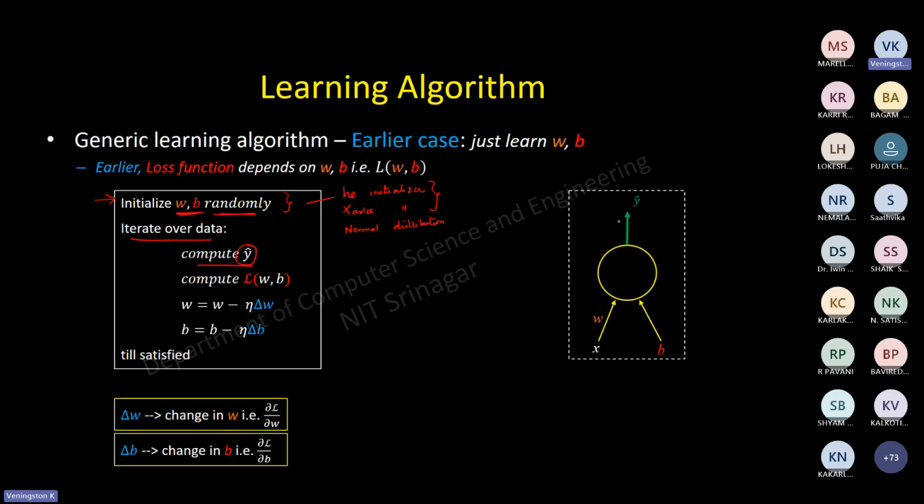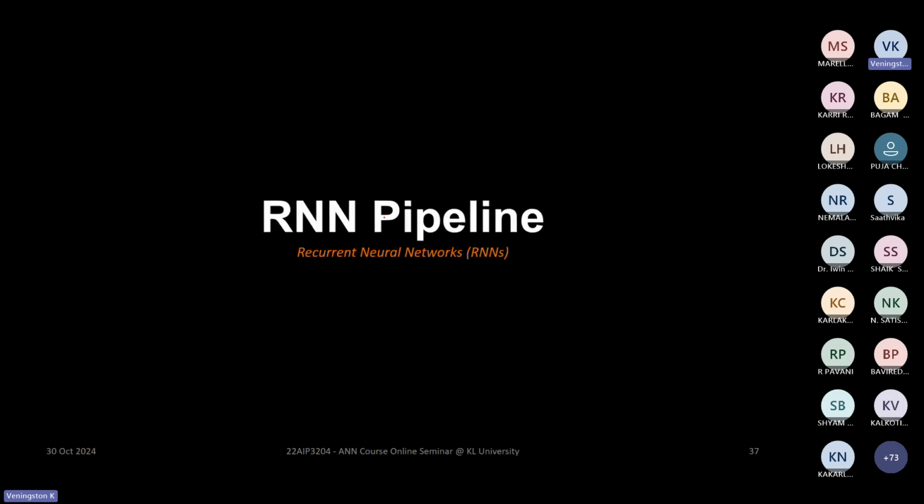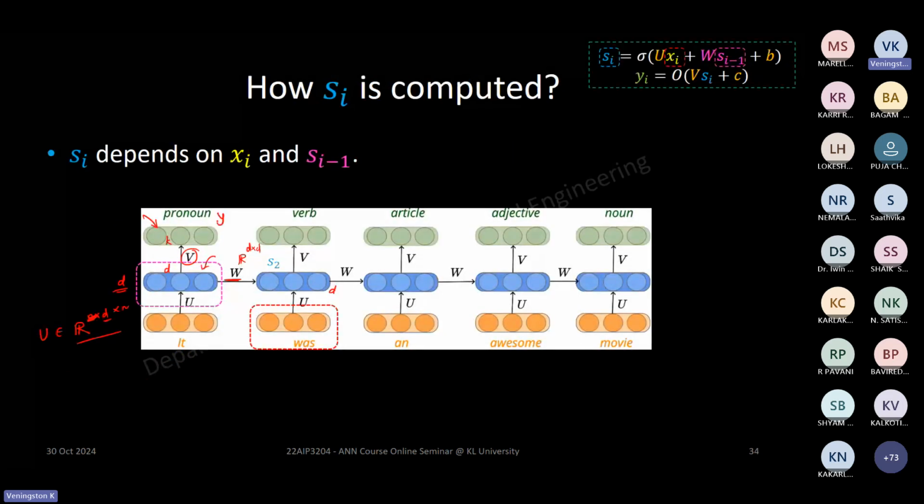Then iterate over the training data and compute y hat, which is the output at the first time step. I'm trying to explain this basic learning algorithm in the context of RNN. So y hat is something that you see right here. For example, this is time step one, so it is going to be y1 hat. This is time step two, y2 hat, and this is time step three, y3 hat, and so on up to the number of time steps we are going to execute.